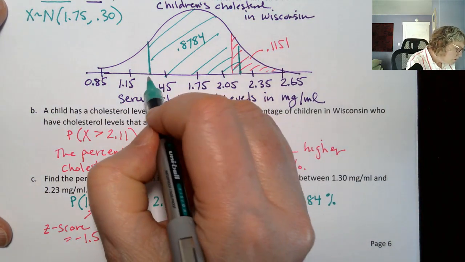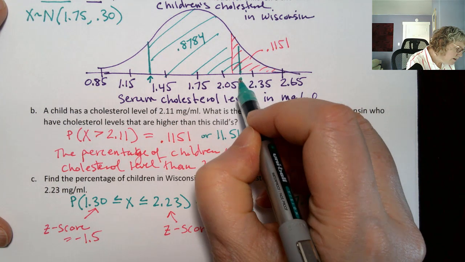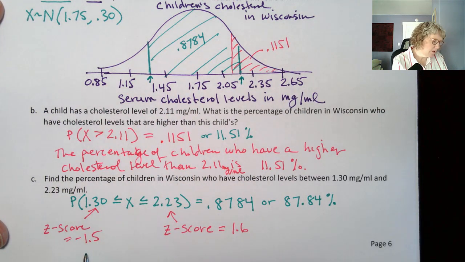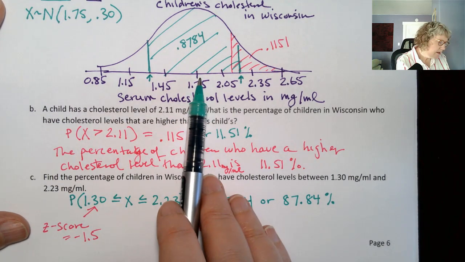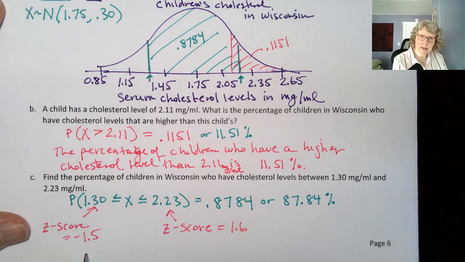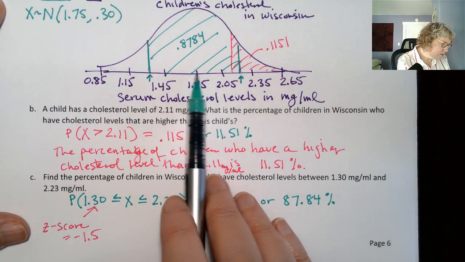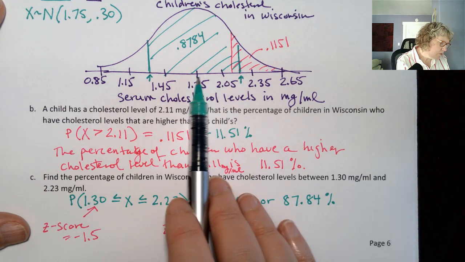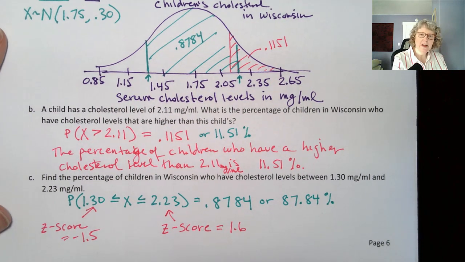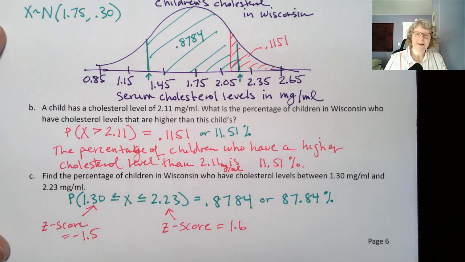And then what the z-score is telling me is how many standard deviations away from the mean that is. So the z-score for 1.3 is going 1.5 standard deviations below because it's negative 1.5. And the z-score for 2.23 is 1 and a little more, 1.16. Okay, so we'll pick up there and I'll remind you what a z-score is in the next video. So I'll see you there.